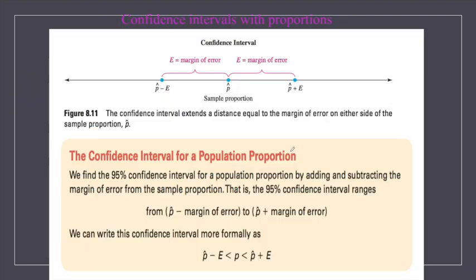So our confidence interval, just like when we were working with population means, we're going to have our sample proportion in the middle, and we're going to subtract and add our margin of error in order to create a confidence interval.